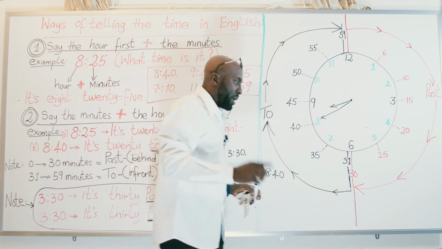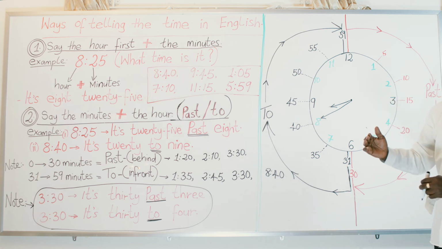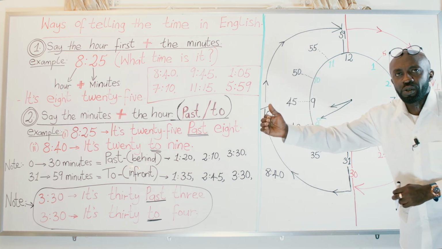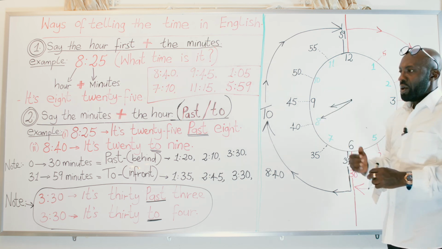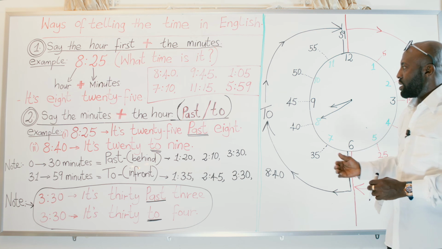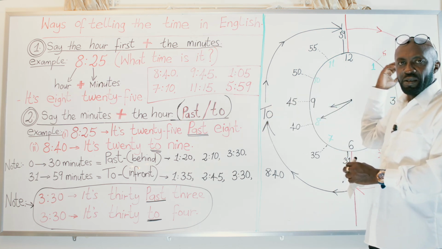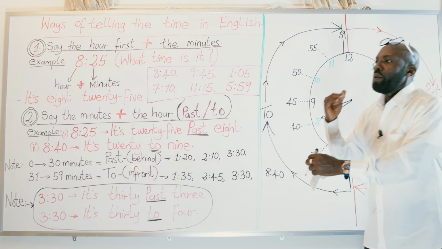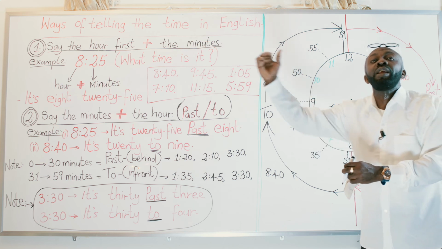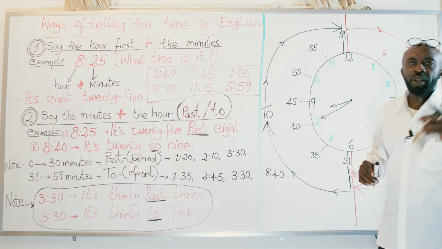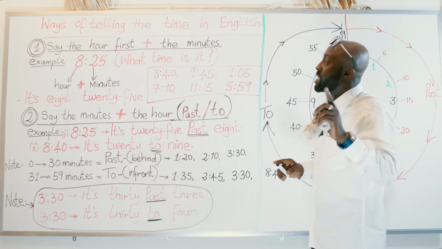To, remember, is the hour behind. No, to is the hour in front. And past is the hour behind. The hour behind is the minutes after the last hour. The hour in front is the minutes before the next hour. Do you understand? Let me give you another example. Look at this very well. Let me explain again.